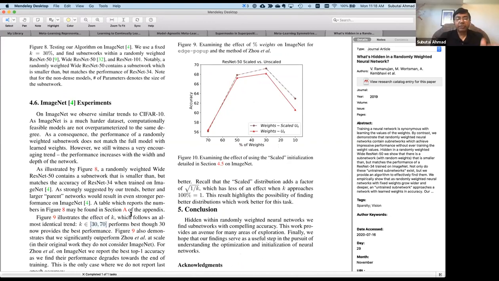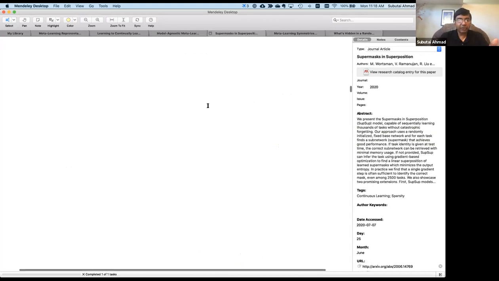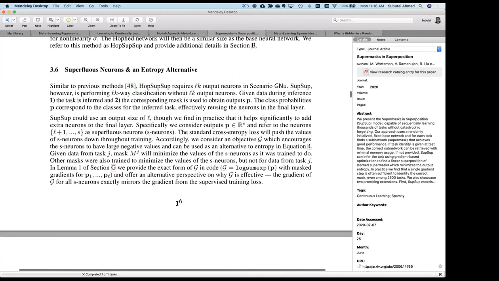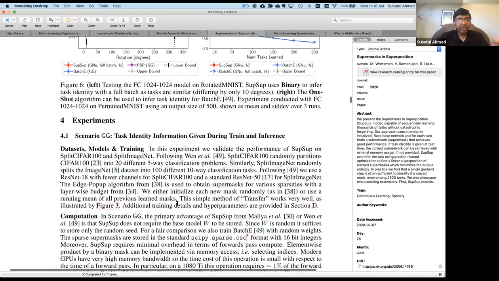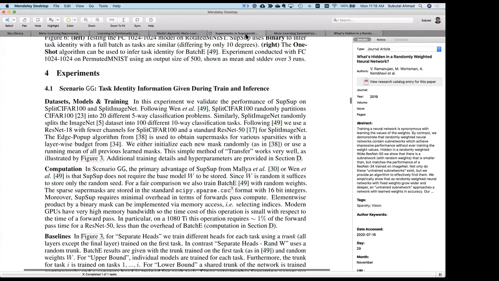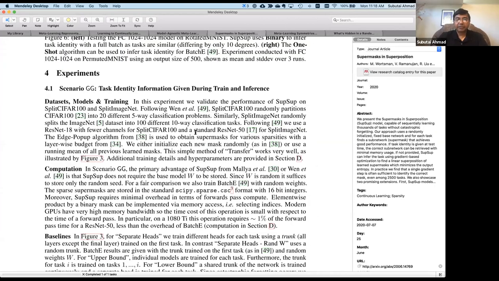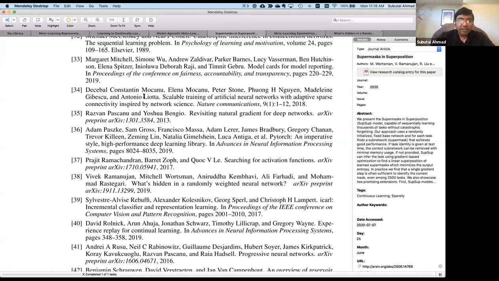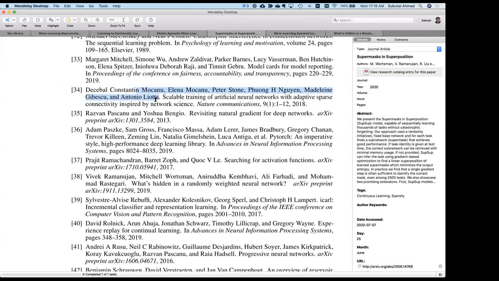Okay. Yeah, the training in the supermask paper was really confusing to me. It was confusing to me as well. They didn't really describe it well, in my opinion. They just had a line in there that says the edge pop-up algorithm is used to obtain supermasks. So this paper here, 38, is this one. Okay, I see. But it says layer-wise budget from 34. Which one is 34? I don't know, I didn't look it up. Oh, that's the SET paper. That's the SET paper, yeah.